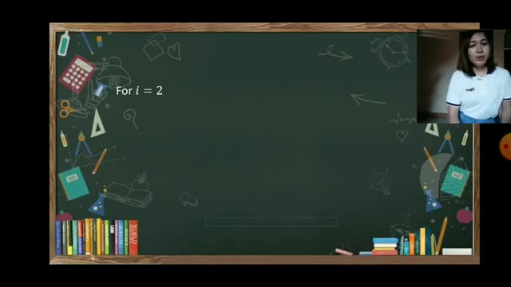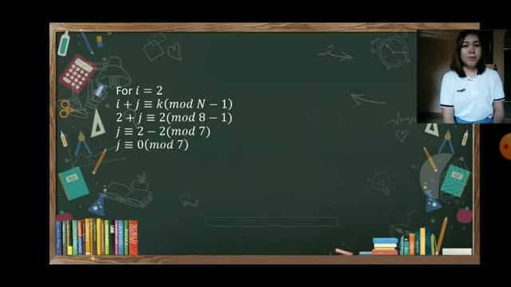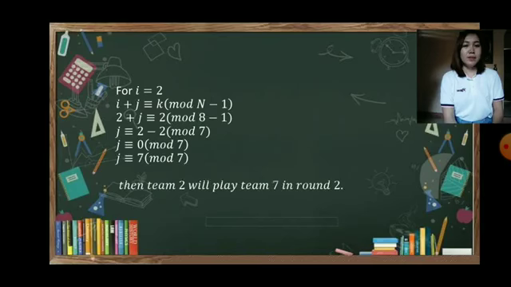For i equals 2, i plus j congruent to k mod n minus 1. Substitute the value of i, which is 2: 2 plus j congruent to 2 mod 8 minus 1. j congruent to 2 minus 2 mod 7. j congruent to 0 mod 7. j congruent to 7 mod 7. Therefore, since j equal to 7 is not equal to 2, then team 2 will play team 7 in round 2.